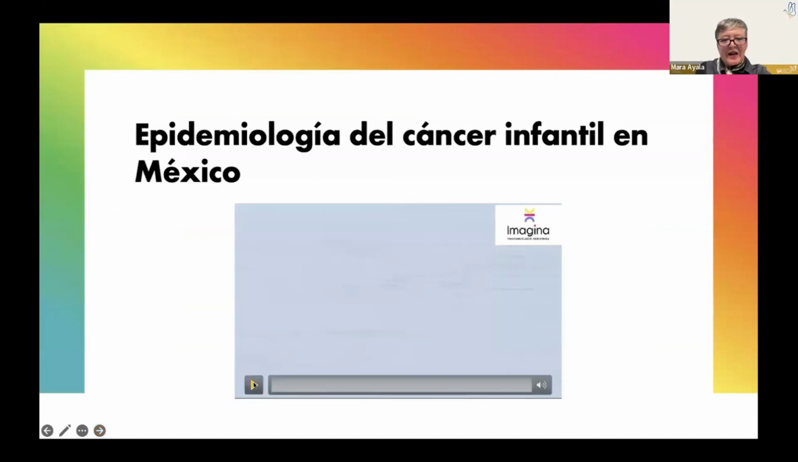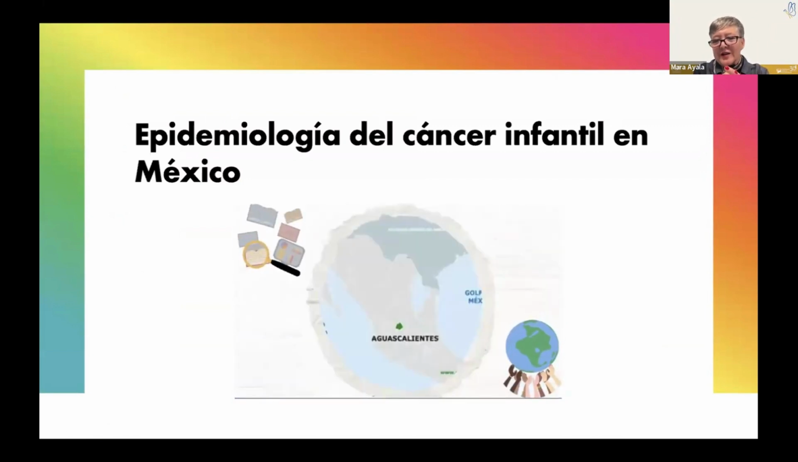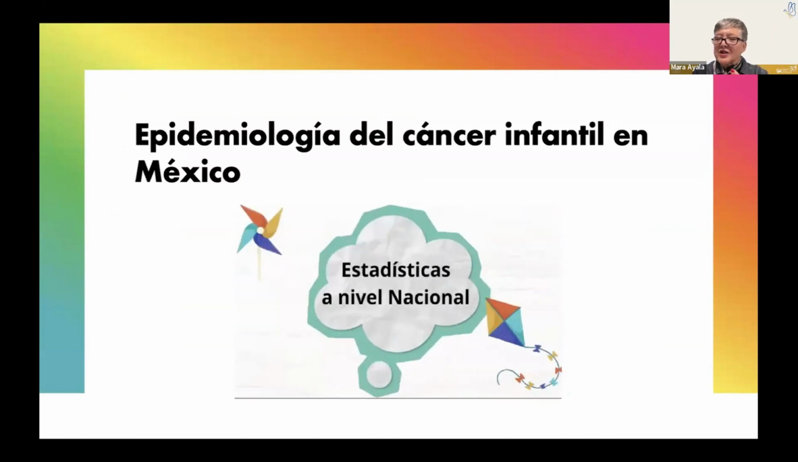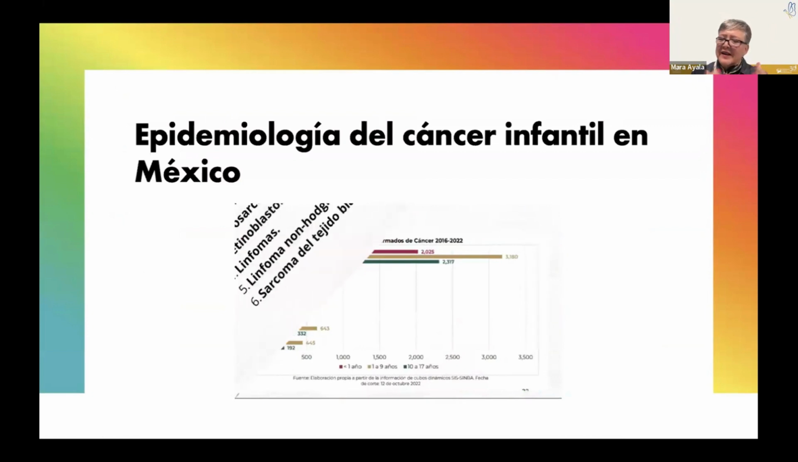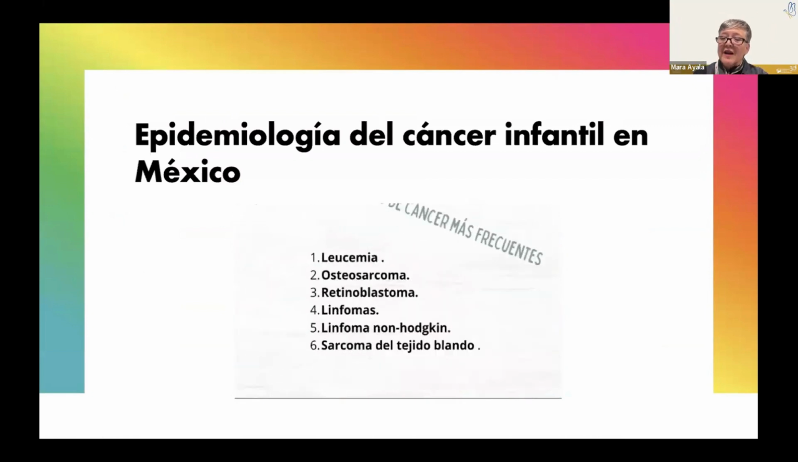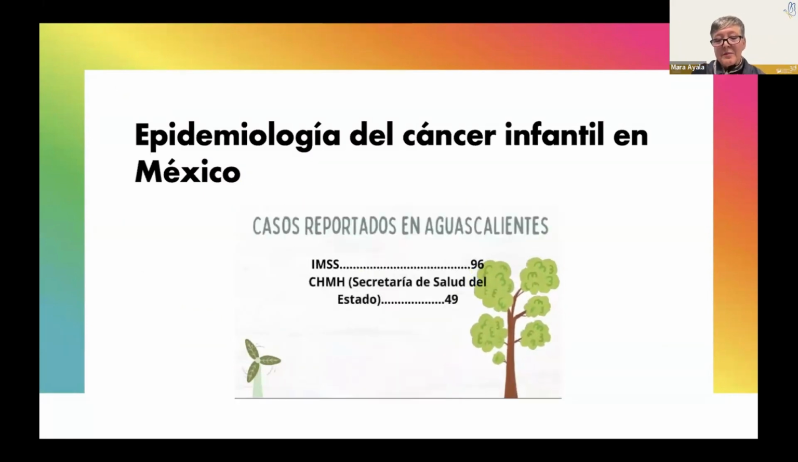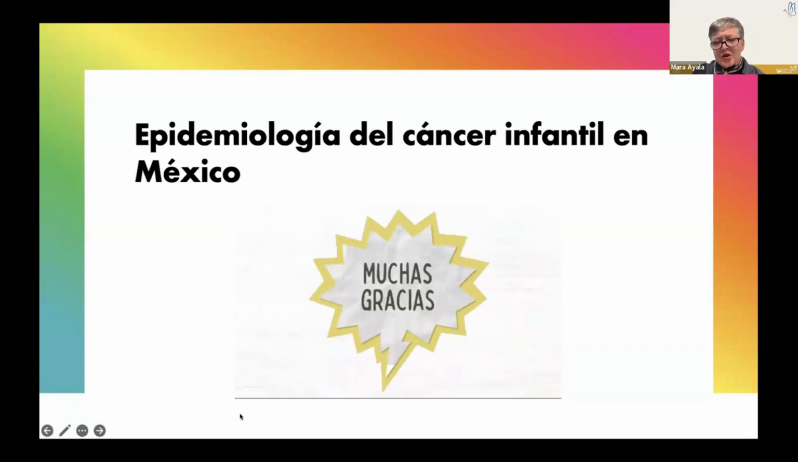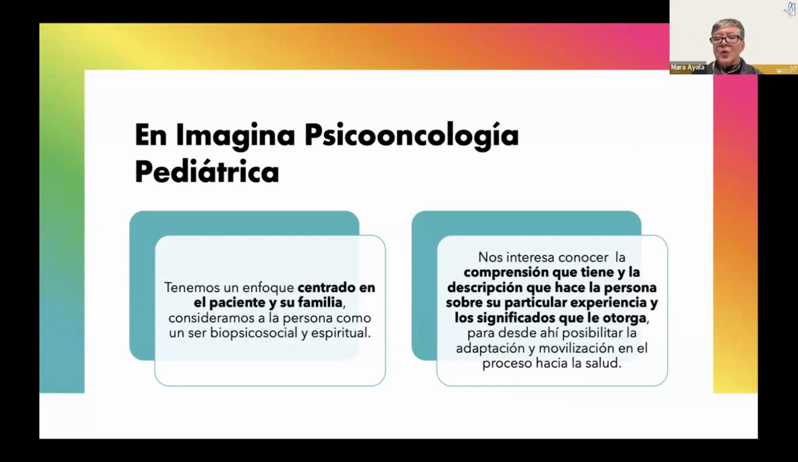Déjenme mostrarles un poquito dónde está Aguascalientes. Está en el corazón de México. Es un estado pequeñito. Y bueno, un poquito de las estadísticas a nivel nacional, tenemos alrededor de 5,000 casos nuevos cada año, donde el principal tipo de cáncer es la leucemia. Y en nuestros dos principales hospitales públicos tenemos alrededor de 150 niños activos en tratamiento.